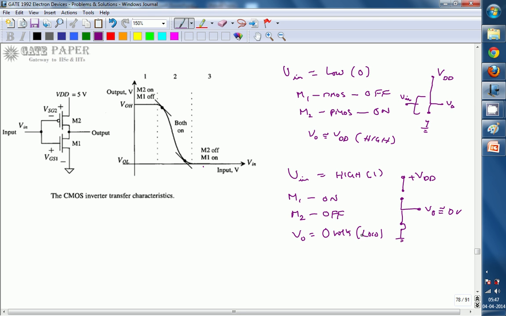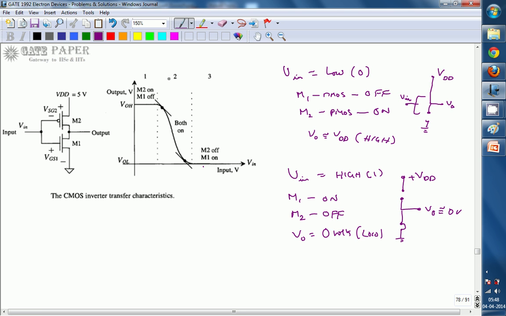In any case, if the input is at low level, only one of the transistors will be on. Even at high level, one of the transistors will be on and the other remains off. But whenever we apply an input with low to high or high to low transitions, the output also changes consecutively. So at that time both transistors may be on for a very small amount of time. That is what is shown in the CMOS inverter transfer characteristics.